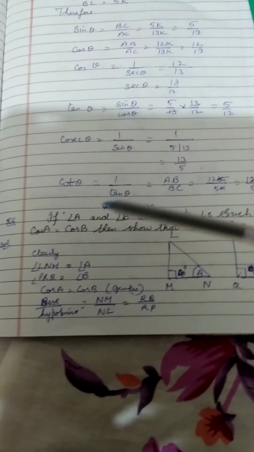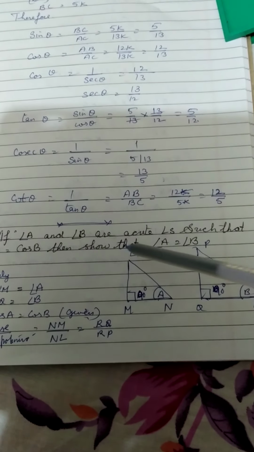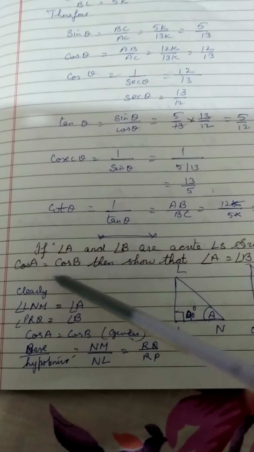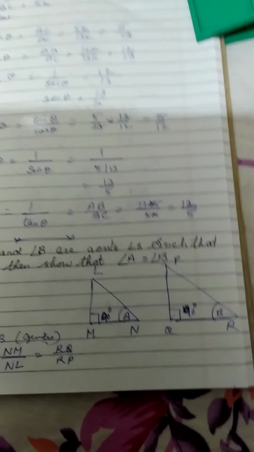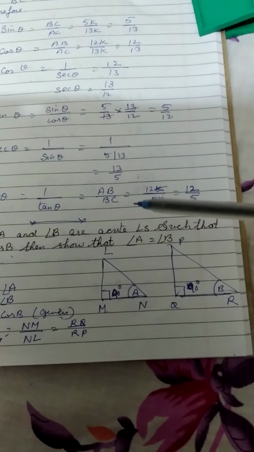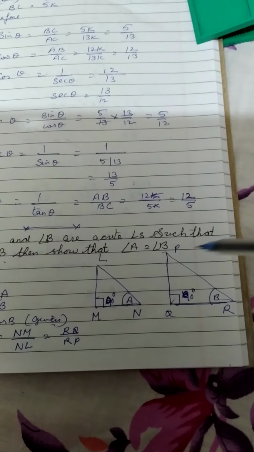Now we go to the next question, question number 6: if angle A and angle B are acute angles such that cos A is equal to cos B, then show that angle A is equal to angle B. Now in this question we will apply SSS similarity in similar triangles.